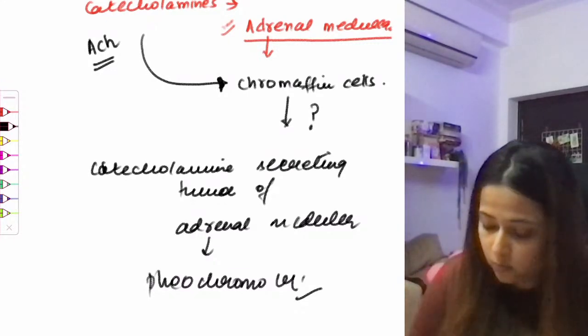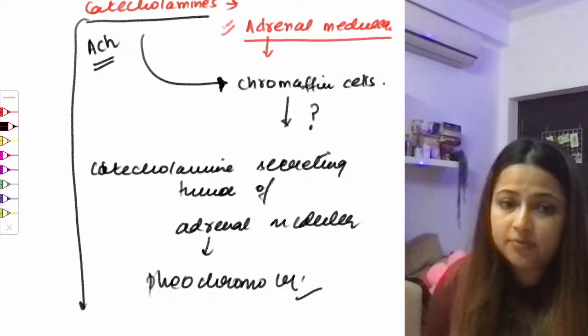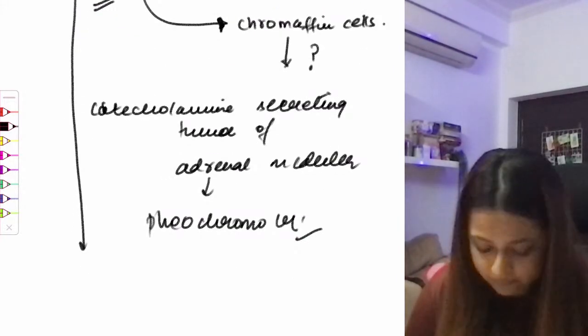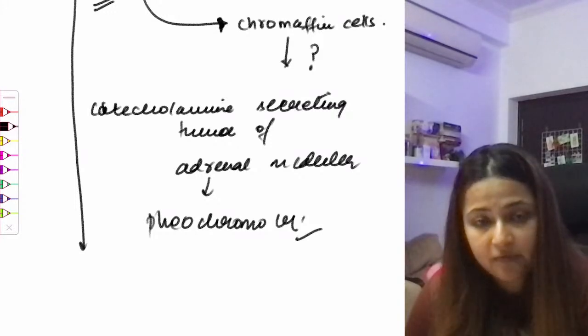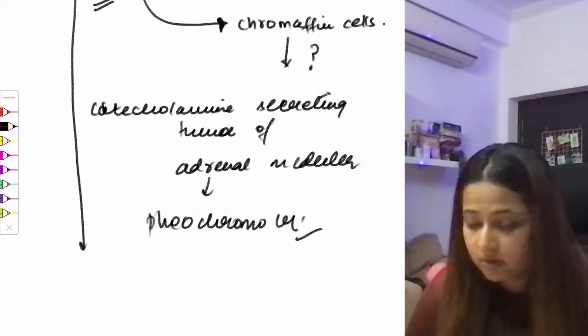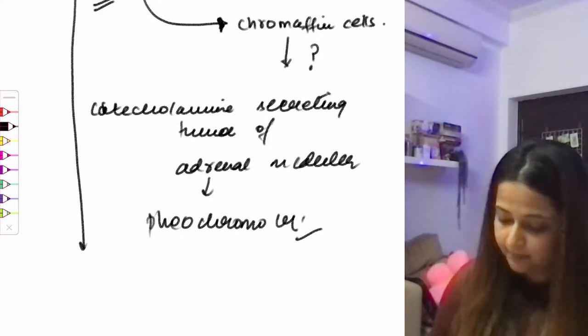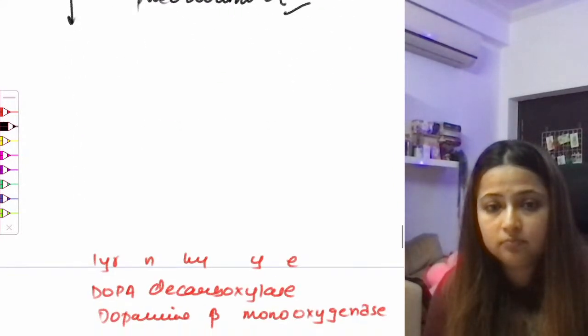Now, what are the different examples of catecholamines? Yeah, epinephrine, norepinephrine, dopamine. Alright, so these are all the catecholamines. So know this. Moving on.